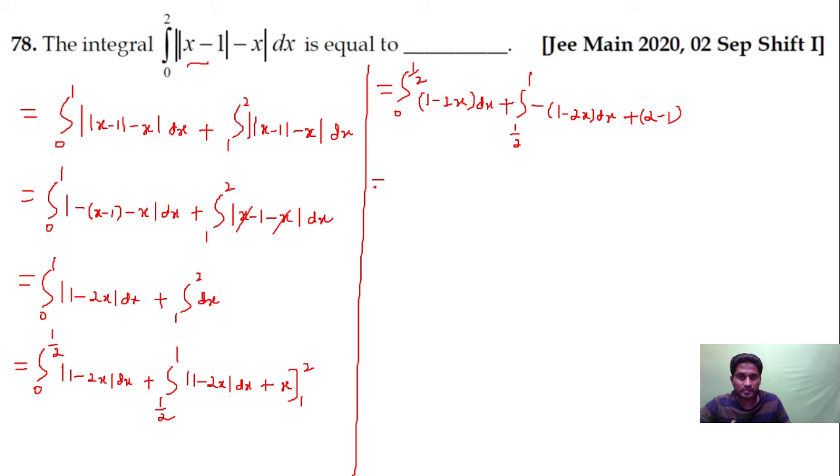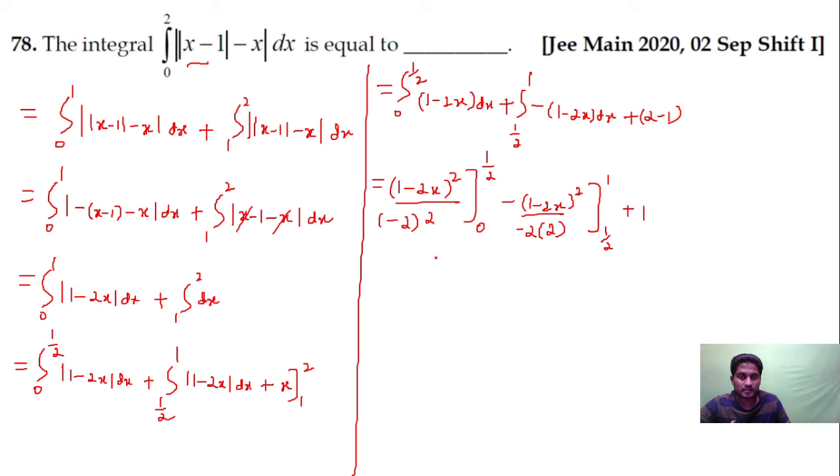Now this will be equal to integration of x is x square by 2, coefficient of x is minus 2, divide by minus 2, between the limits 0 to half. Here also integration of x is x square by 2, coefficient of x is minus 2, divide by minus 2, between the limits half to 1, and then this is plus 1, this is minus 1 upon 4.